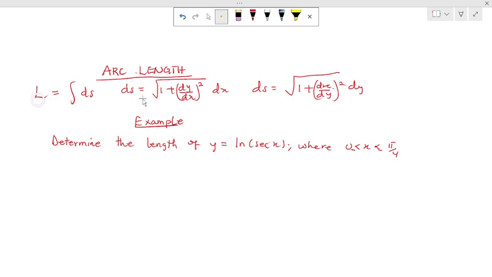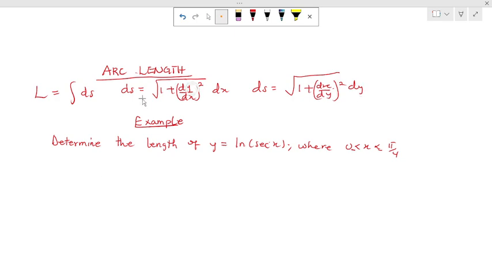It says the length of an arc is equal to the integral of what? ds. Integral of ds. But what is the ds? The ds has been defined here for us. So the ds is either the square root of 1 plus the expression dy over dx all squared dx, or the ds is equal to the square root of 1 plus the dx over dy all squared dy.